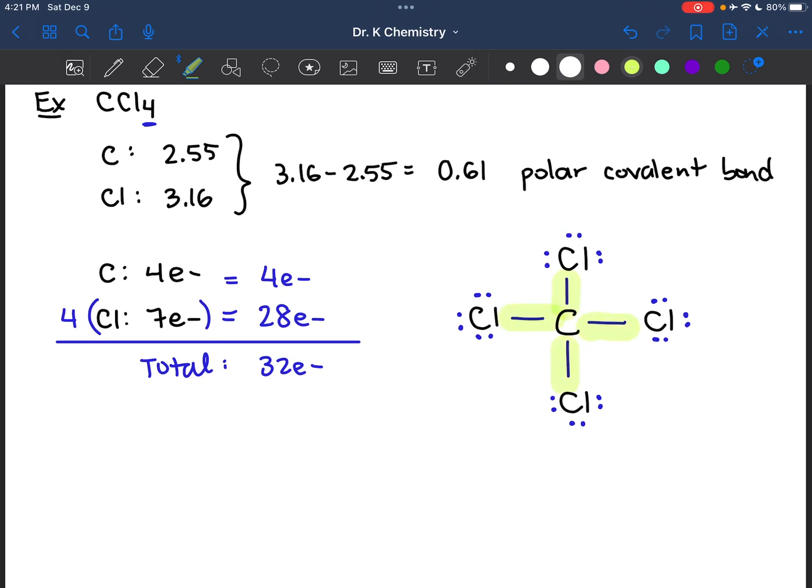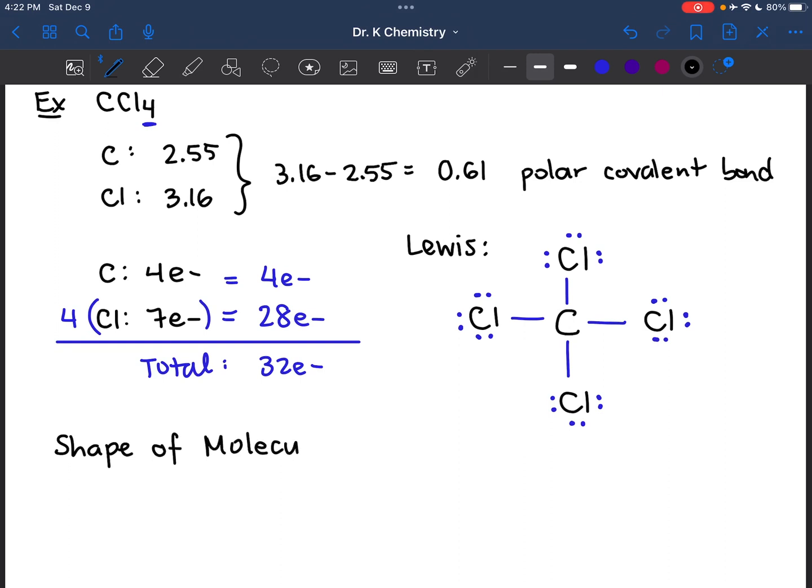I see that carbon has access to 8 valence electrons, so it has its octet fulfilled and it is good to go. And this chlorine has access to 8 valence electrons, so its octet is fulfilled and it is good to go. And notice that all of the chlorines are exactly the same, so every atom in this molecule is happy with its situation right now. The next thing we have to do, so that was the Lewis structure. The next thing we have to do is determine the shape of the molecule.